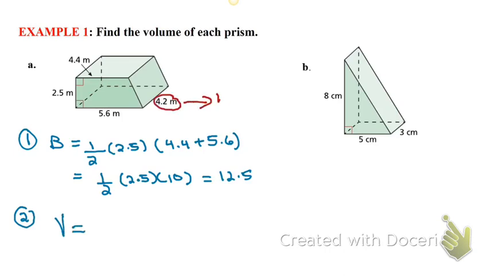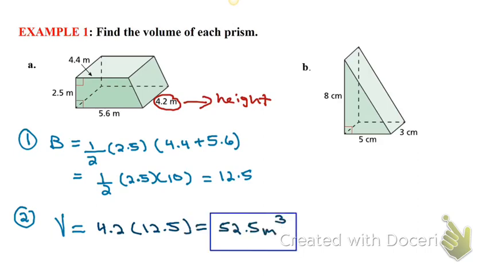So then my volume is the height of the prism, which is 4.2, times the base area, which is 12.5. And then it's in meters, so we have to say meters cubed. All right, excellent.